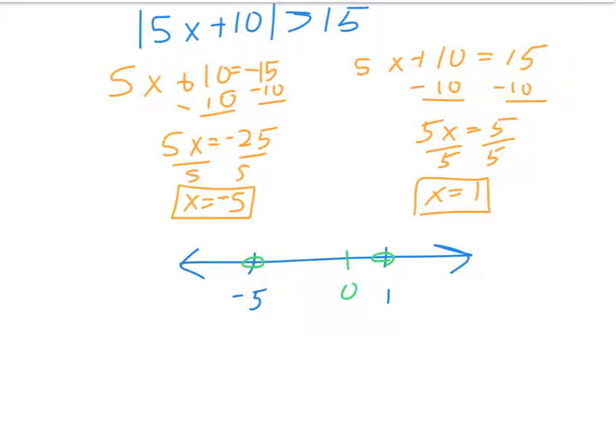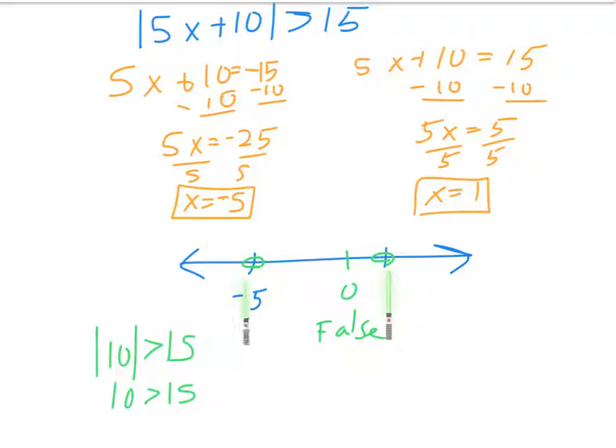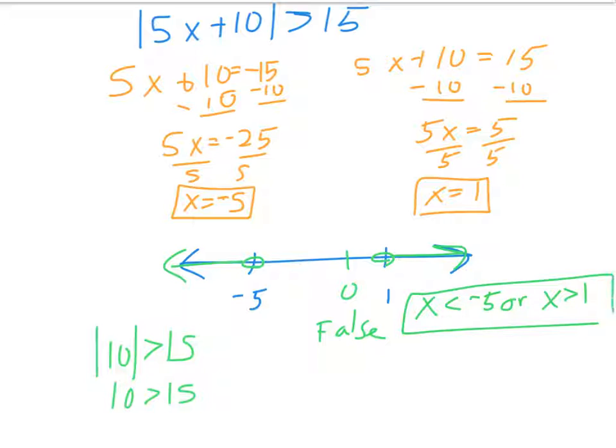Now, if I test that up here, I get the absolute value of 10 is greater than 15, so that is false. So like before, if the middle is false, then the truthiness must be on the outsides. So this part here would be where the solutions are. So again, our inequality would be x is less than negative 5, or x is greater than 1. So again, we need to have that or there.